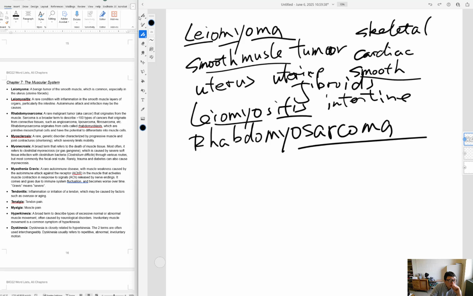Myosarcoma. Sarcoma, in many cases, means a cancer or malignant tumor. Cancer, basically a malignant tumor, means a tumor that can migrate from one place to another. So sarcoma is a broad term for any of those cancers from connective tissues.